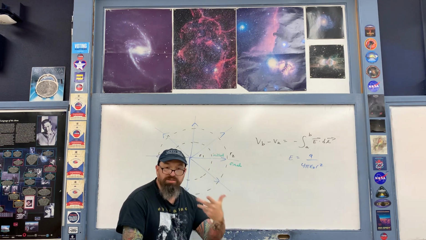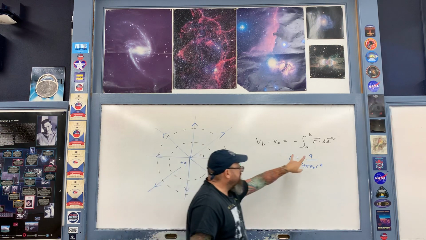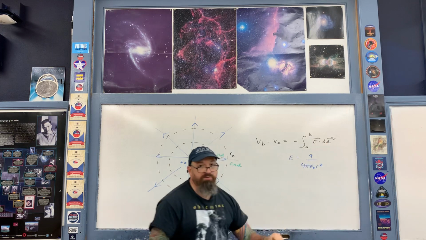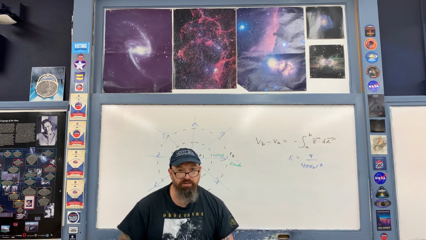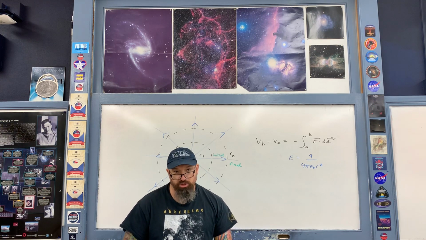I don't have to worry about stepping, if you will, along one of the equipotential surfaces, because when I do, there's a 90-degree angle between these two vectors. Cosine of 90 degrees is equal to 0 when evaluating the dot product. So I only have to worry about integrating in the radial direction.